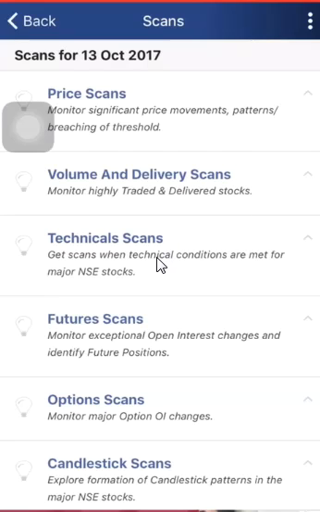The technical scan includes various patterns like the MACD oscillators, the RSI indicators and other patterns, which will help you understand whether the stock is overbought or oversold. So this is where the technical scan comes into the picture.